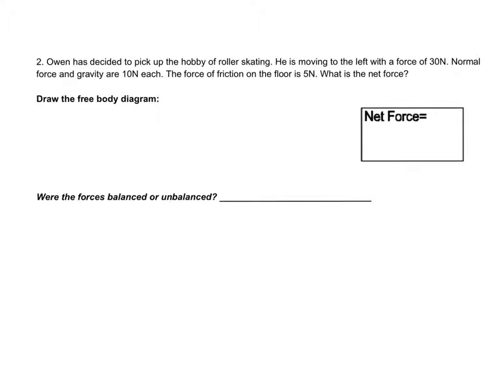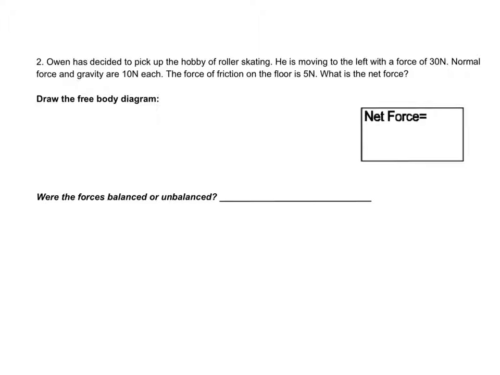Number 2. Owen has decided to pick up the hobby of roller skating. He is moving to the left with a force of 30 newtons. Normal force and gravity are 10 newtons each. The force of friction on the floor is 5 newtons. What is the net force?